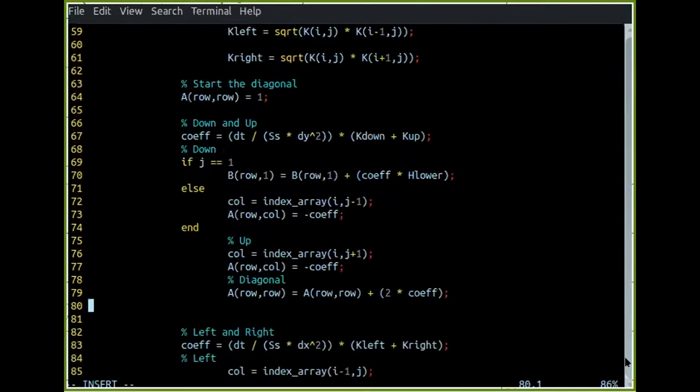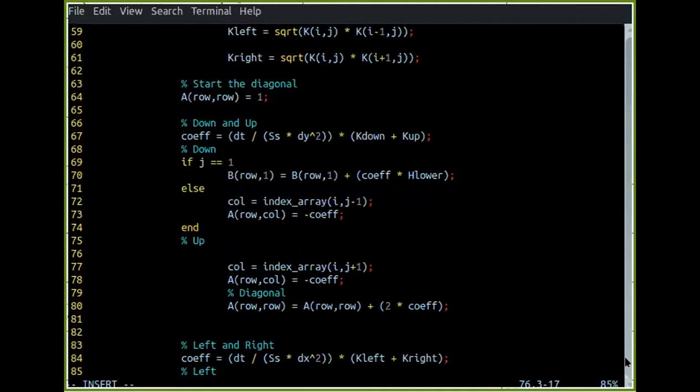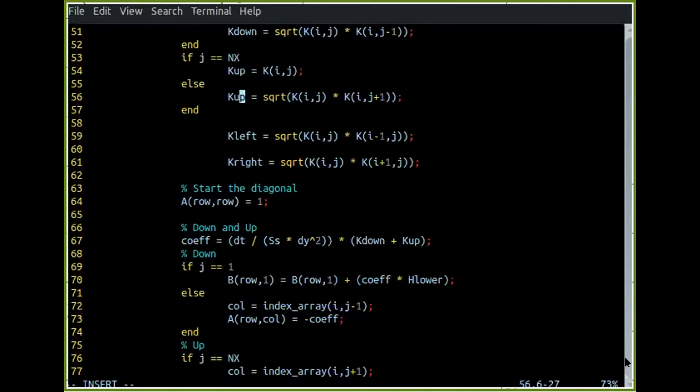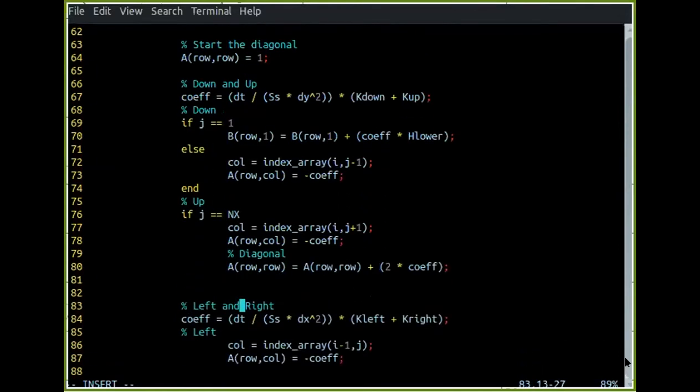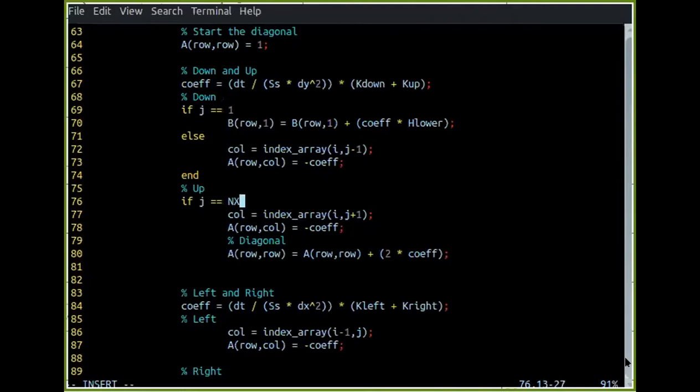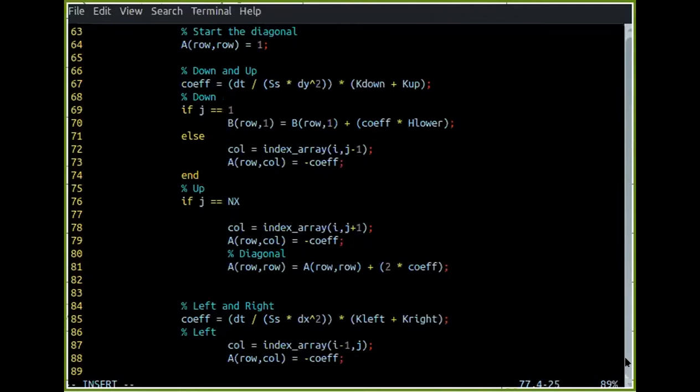Now we need to go in here and take care of the stuff in here. So if J equals Nx, did I type that right before? Yeah, okay. Anyway, if J is equal to Nx, so we're on our boundary there, then that upward term ends up in the B matrix.